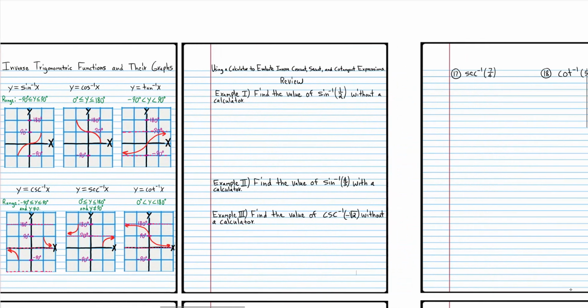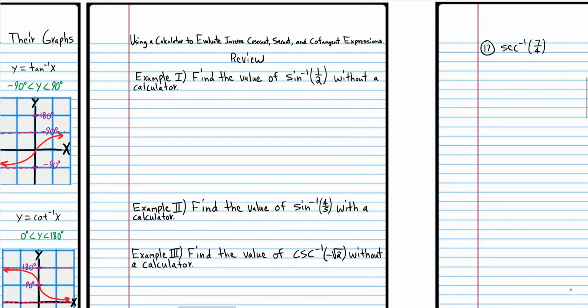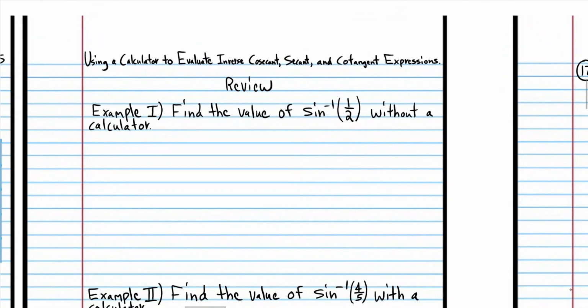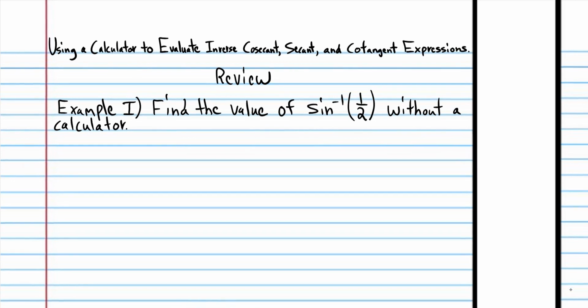So now we're going to use a calculator to evaluate inverse cosecant, secant, and cotangent expressions. Let's do some review. In previous classes, we learned how to find the value of these types of expressions. And this problem tells us to find the value without a calculator. If we really wanted to, we could just enter this into the calculator, because this is the type of notation that we use when finding the angle on a calculator.